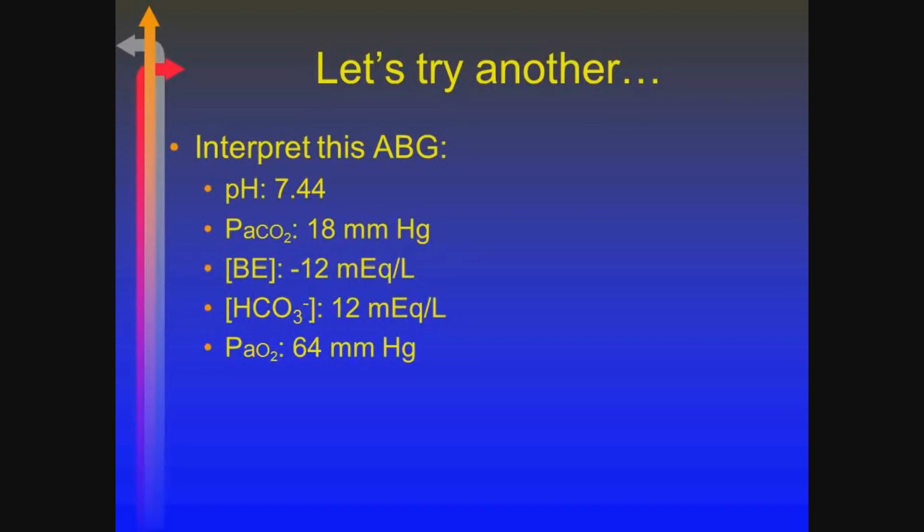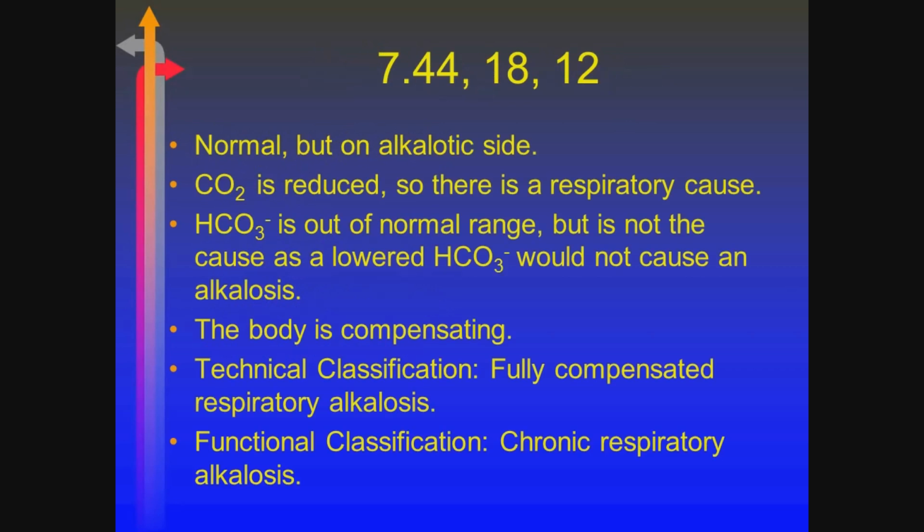Fully compensated respiratory alkalosis. Okay. It is on the alkalotic side, but it's normal. CO2 is reduced, so that's the cause. Bicarb is out of range, so the lowered bicarb would not be causing an alkalosis. This is the compensatory mechanism. We said it's going to be fully compensated respiratory alkalosis, or more specifically a chronic respiratory alkalosis because the bicarb is fully compensated back.